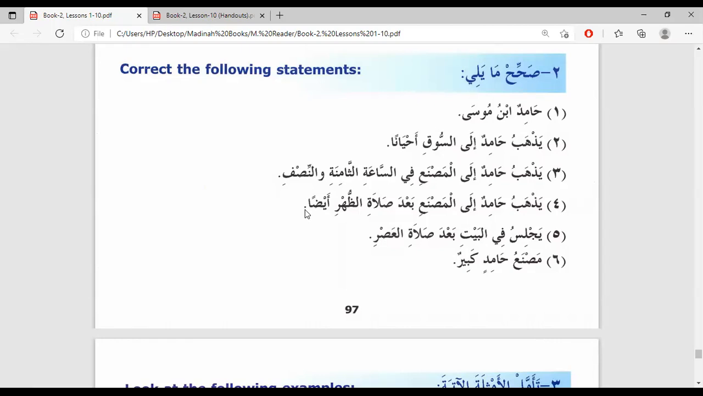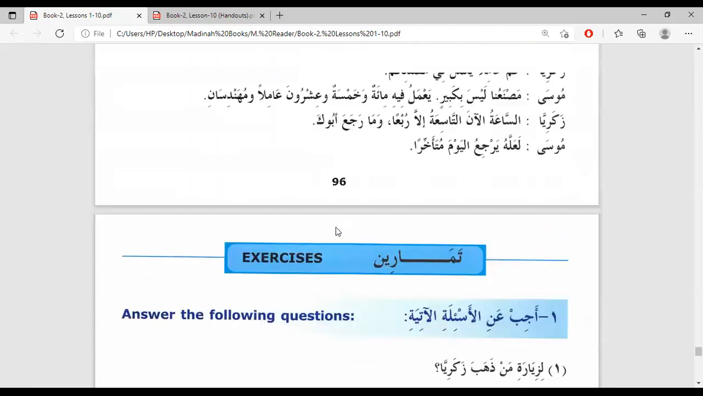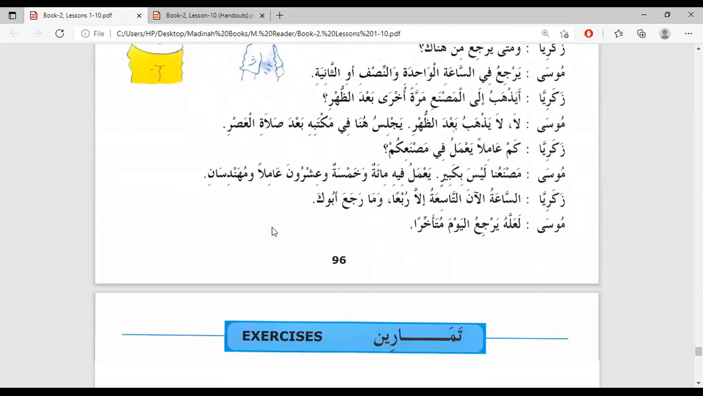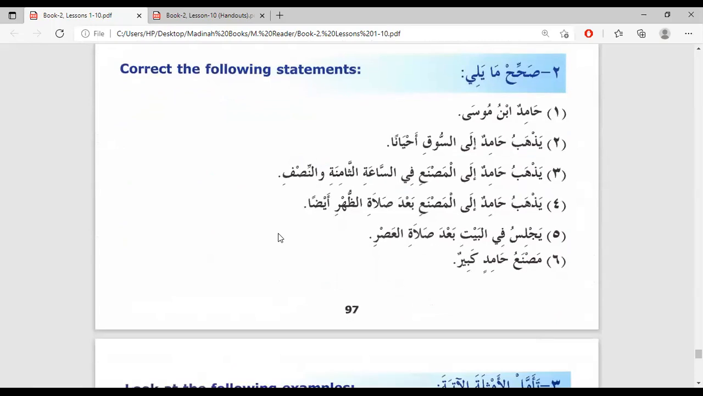يجلس في البيت بعد صلاة العصر. He sits in the house after Asr prayer. يجلس في مكتبه بعد صلاة العصر. Okay, so this is also غير صحيح. مصنع حامد كبير. ليس بكبير. So this is غير صحيح.